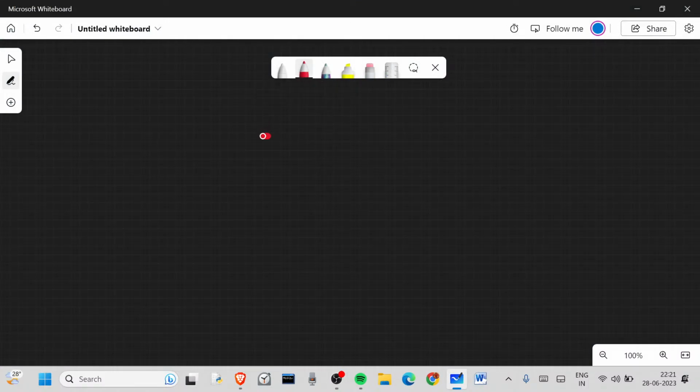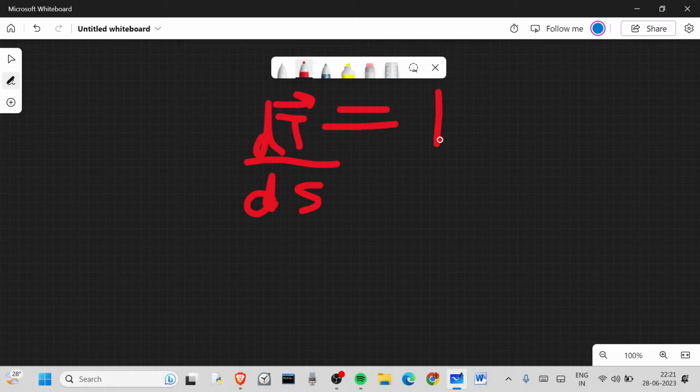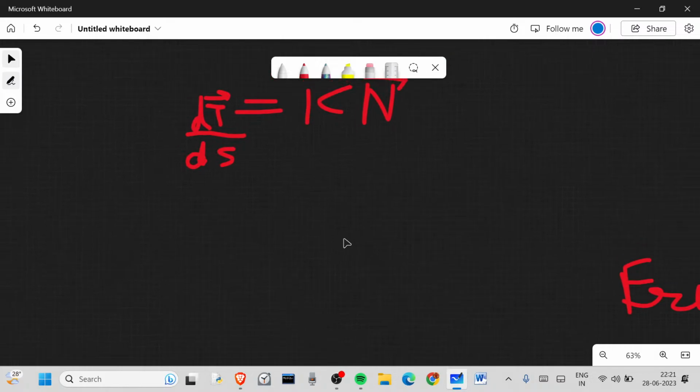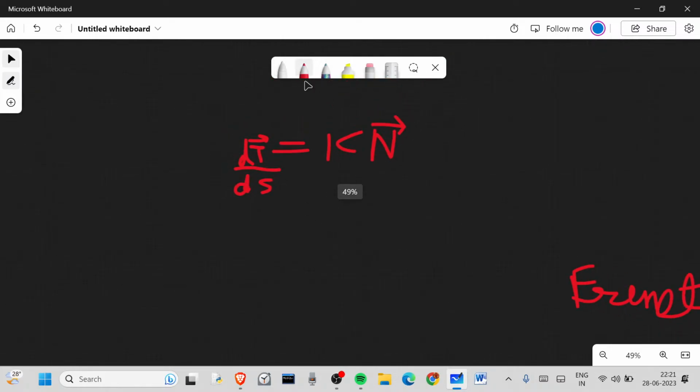These are three formulas which are very important in differential geometry. First one is that dT by ds is kappa times N, where kappa is curvature and N is the normal vector. So we have three formulas like this, and we'll be proving all of them one by one. So let's start with this one.